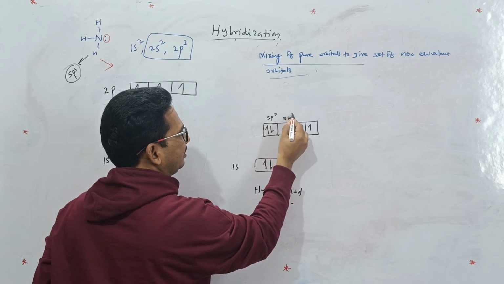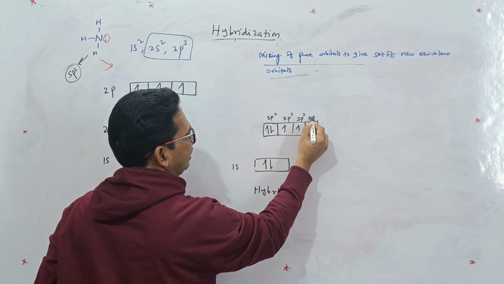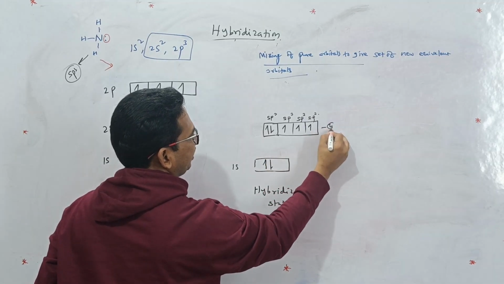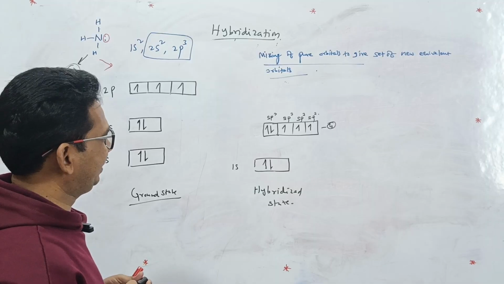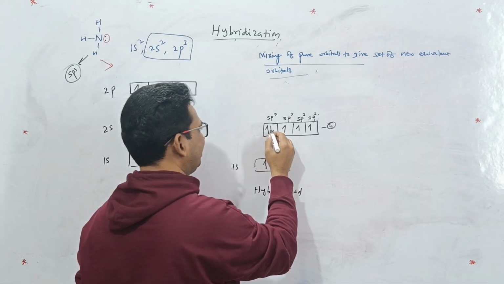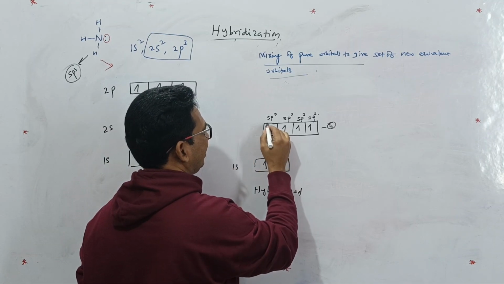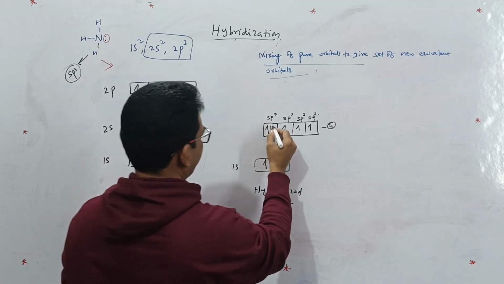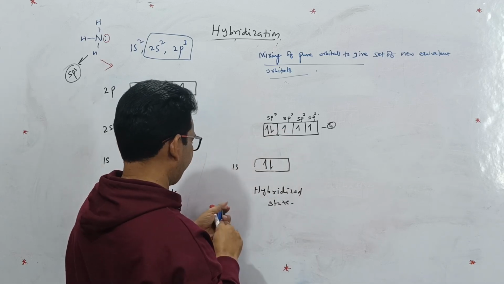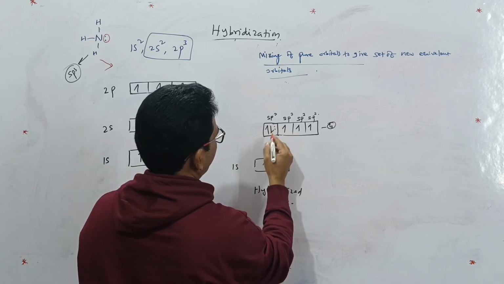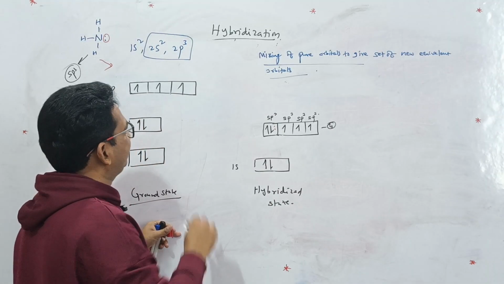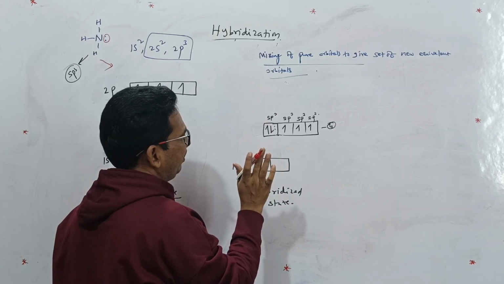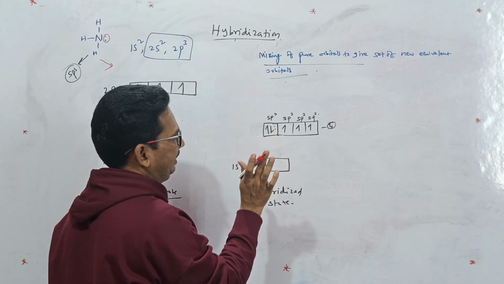sp3, sp3, sp3, sp3. How many? 4 sets of new equivalent orbitals are going to be produced in the hybridized state. What is meant by this? Why is this one extra here? It is nothing but nitrogen always having the lone pair of electrons. It indicates that it has a lone pair of electrons. That's why this orbital is shown completely filled. One of the orbitals is completely filled in the sp3.